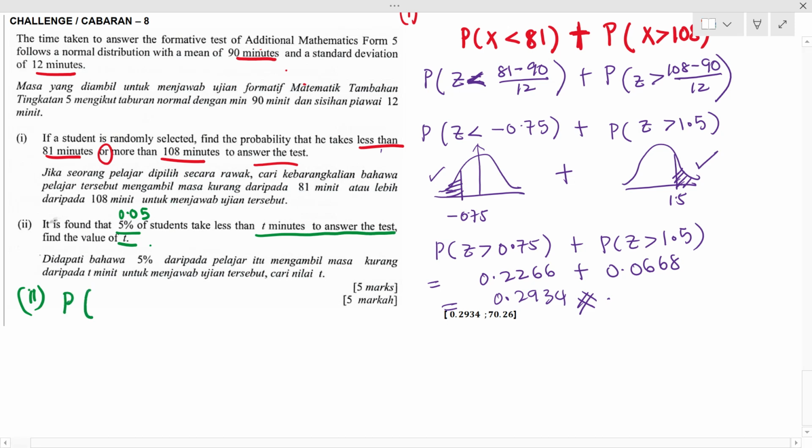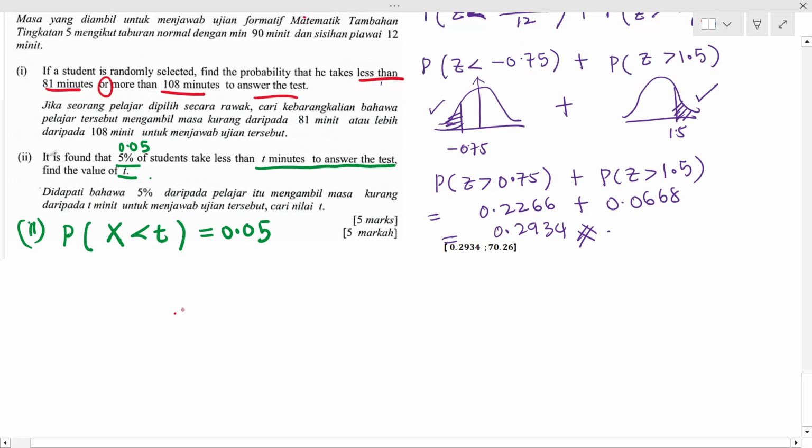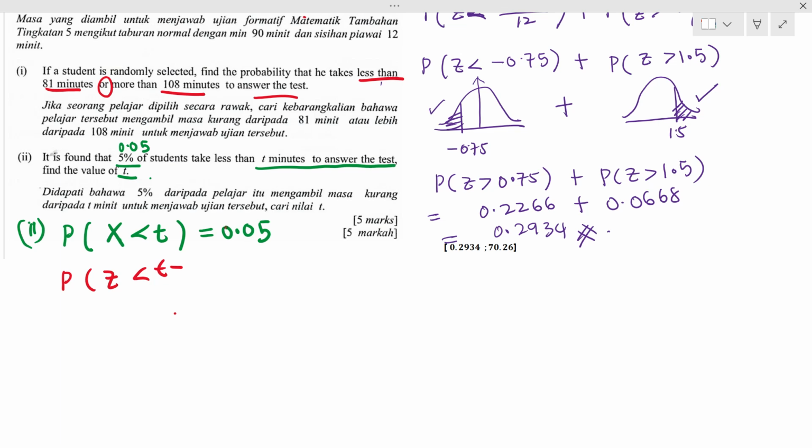Probability of students taking less than t minutes. The time taken is your x. Probability that x is less than t minutes is equal to 0.05. Find your t. Now we cannot use our t as usual to find the thing because t is already used by the question. So never mind. What is your mean? Mean is 90 and standard deviation is 12, equals 0.05.